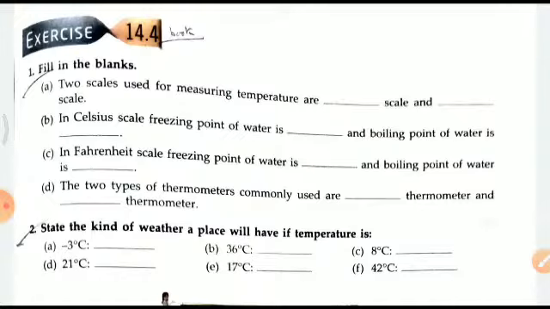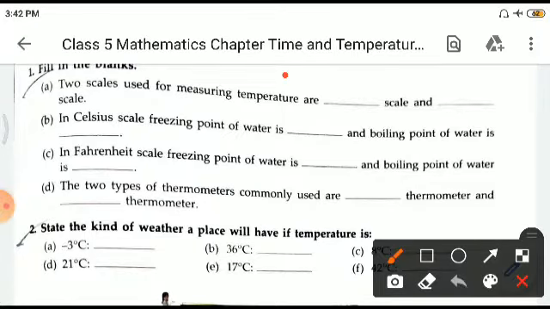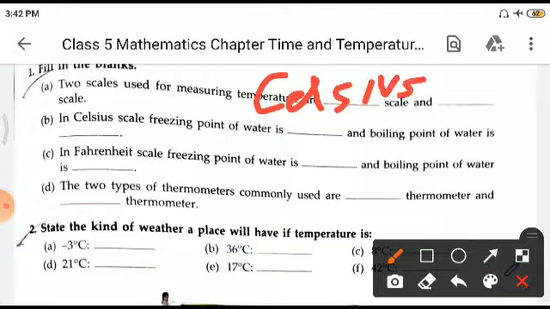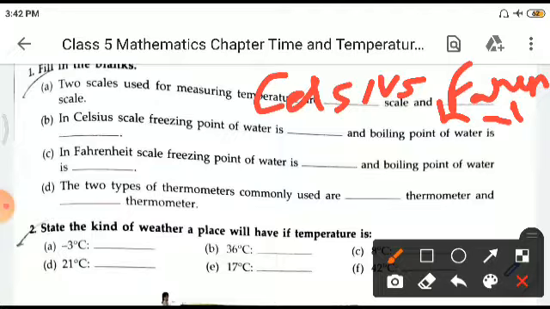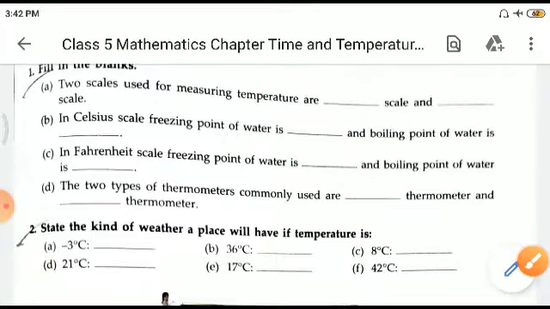Two scales used for measuring temperatures are centigrade and Fahrenheit. Here, in the first blank you will write Celsius, and the second one will be Fahrenheit. In the Celsius scale, the freezing point of water is 0 degree and the boiling point of water is 100 degree. In the Fahrenheit scale, the freezing point of water is 32 degree and the boiling point of water is 212 degree.